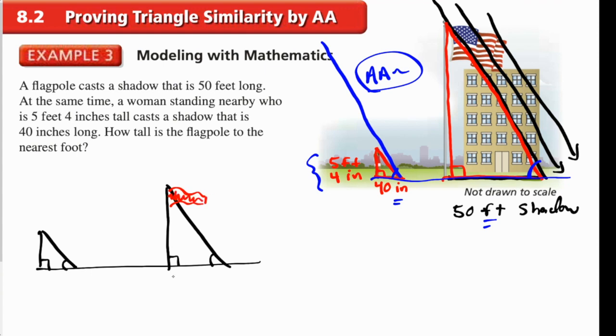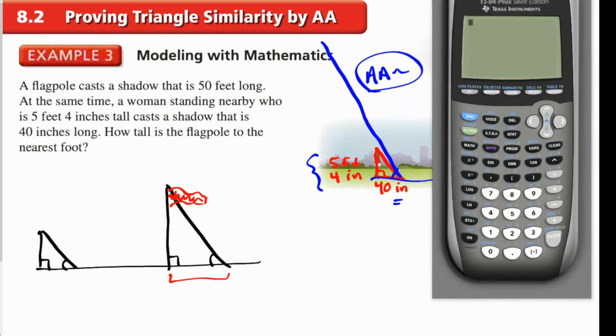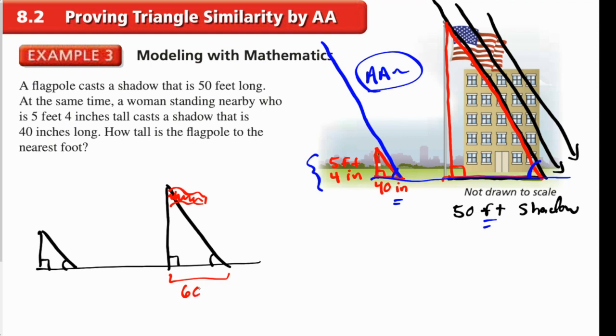So here's our flagpole, and we're going to convert that 50 feet to inches. So 50 feet times 12 inches per foot equals 600 inches. We don't know how many inches high the flagpole is, so we're going to call that x. That is what they're asking us to solve. That is the unknown.